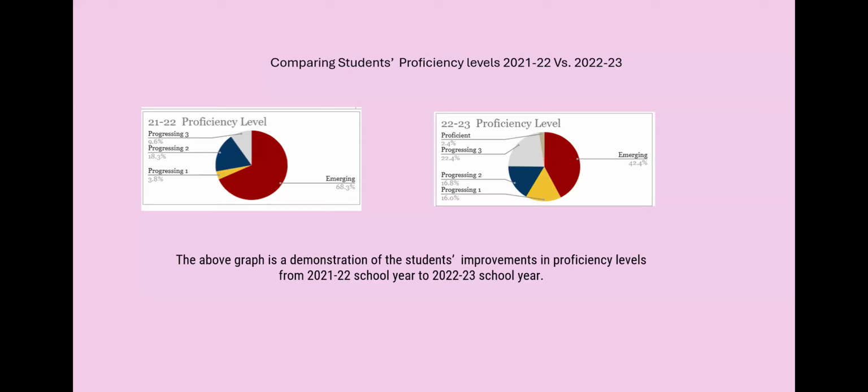Comparing the student proficiency levels from 2021 to 22 versus 2022 to 23. As you notice, the above graph is a demonstration of the student improvement in proficiency level from 2021-22 to 2022-23.